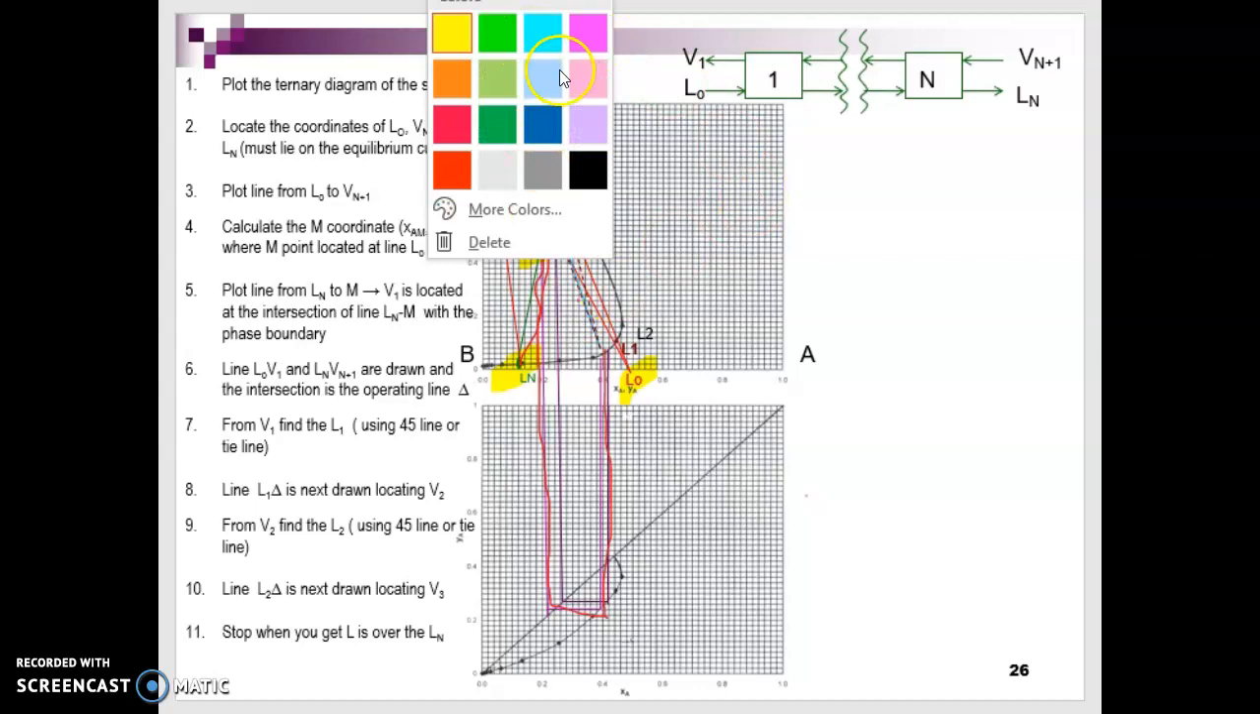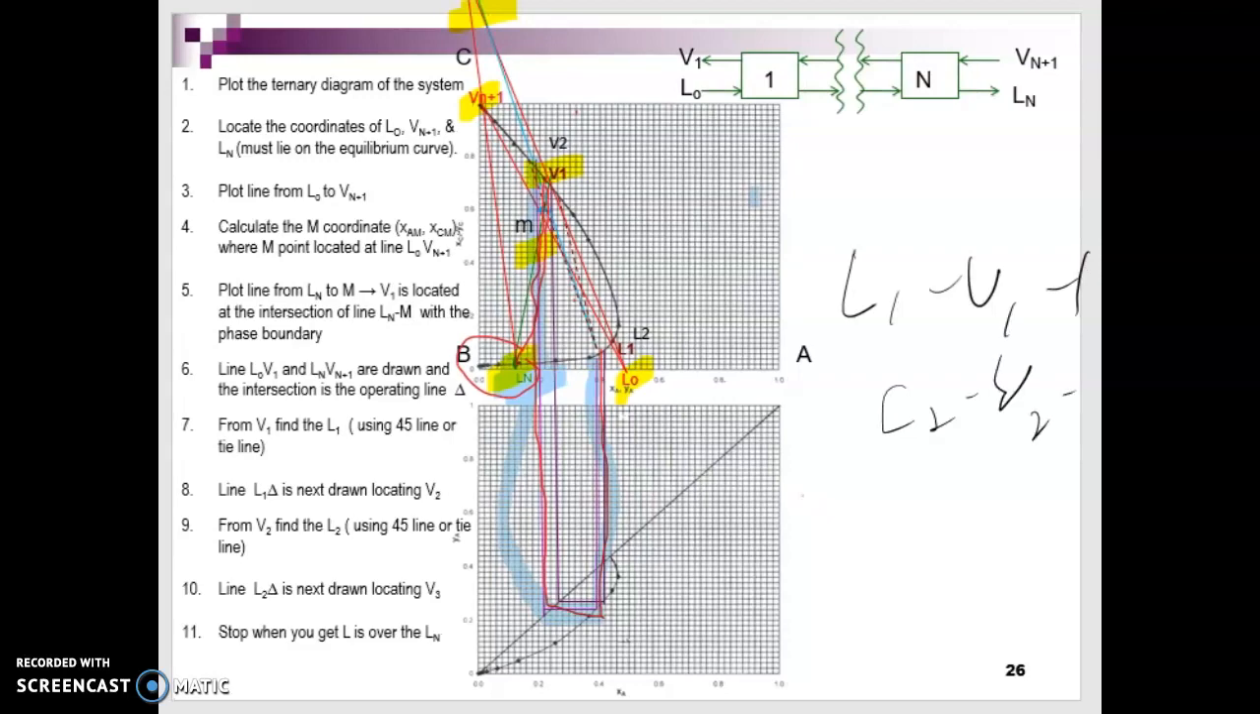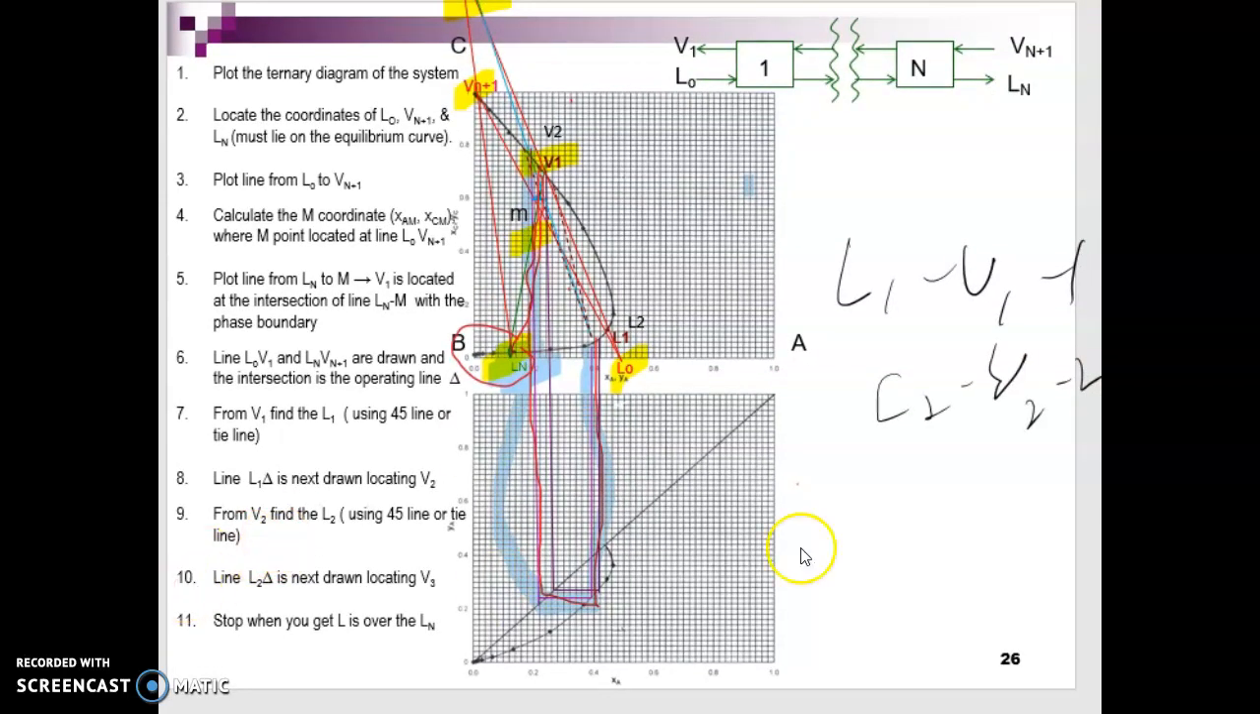So take the V2 to the top, and you get L2 to the reference, and then continue until your L touches your Ln or is over your Ln. So it must be around here. If not, you need to proceed until you reach that point. Then you can calculate your stages. So L1 V1 is 1, L2 V2 is 2, and so on. This is how we calculate the stages.